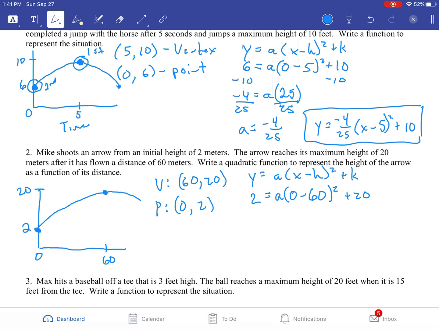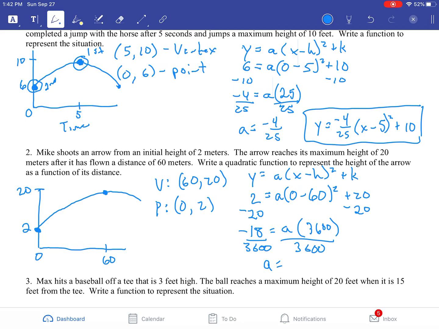All right. So first thing we can do is subtract 20. We get negative 18 is equal to a times 60 squared, which is going to be a very large number, 3,600. So next we're going to divide both sides by 3,600.